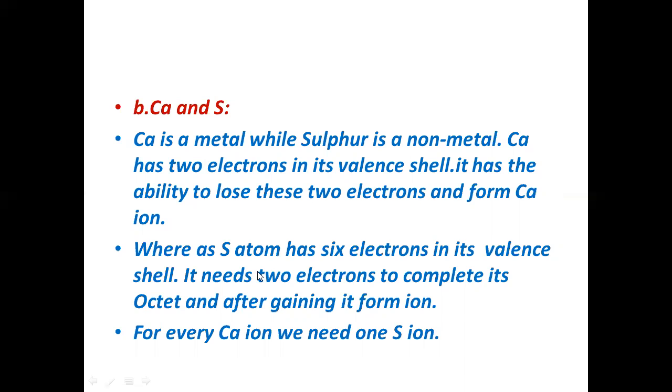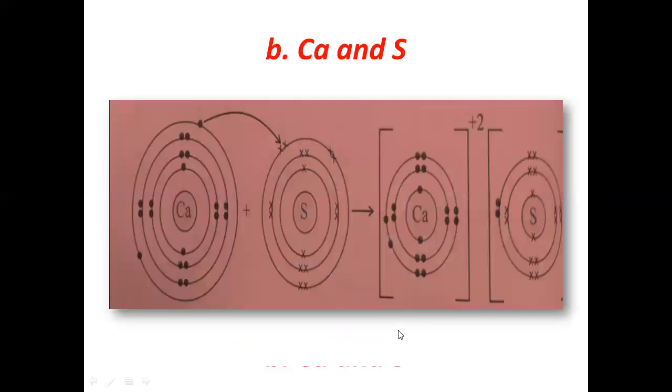Whereas sulfur atom has 6 electrons in its valence shell, and it needs 2 electrons to complete its octet. And after gaining these electrons, it will form an anion. For every calcium ion, we need one sulfide ion because calcium loses 2 electrons and sulfur has the ability to gain 2 electrons.